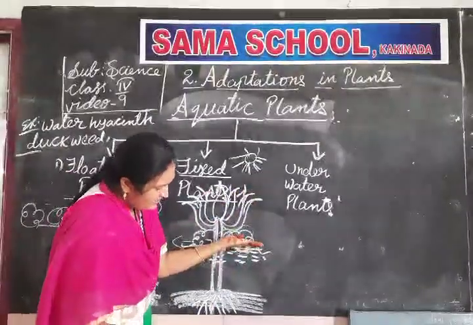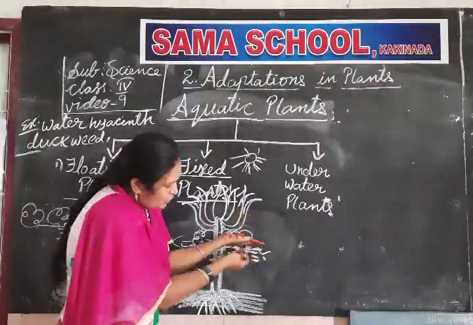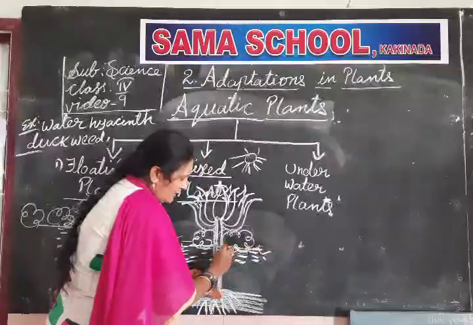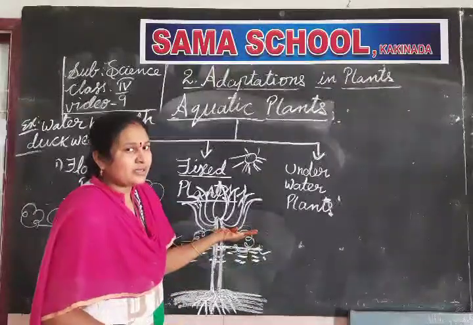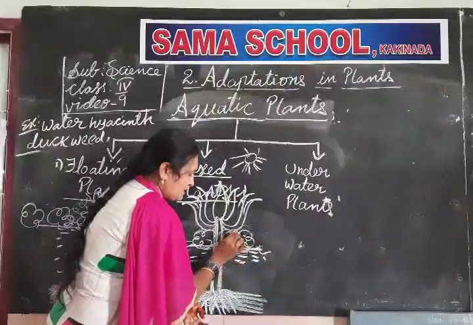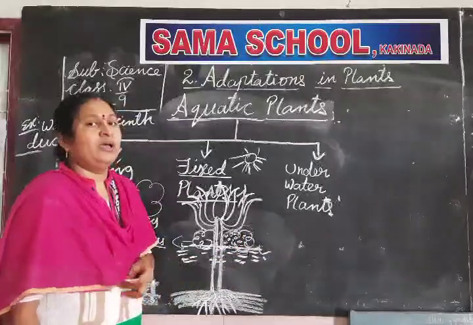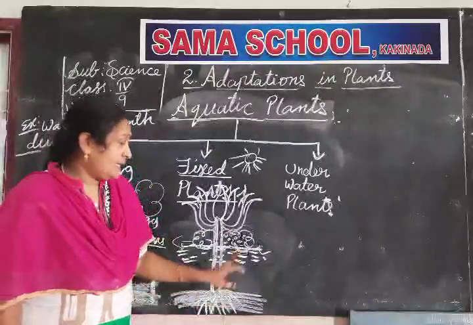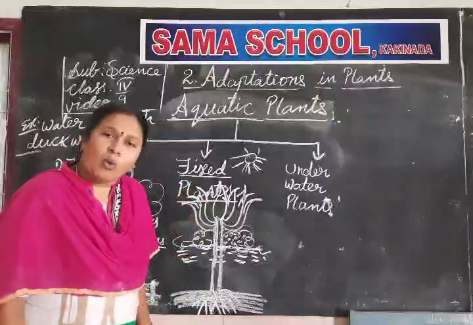Why? Because these leaves float on the water. If the stomata were on the underside, touching the water, then how would it take in carbon dioxide? So the stomata are only on the upper side of the leaf. With the help of these stomata, it takes carbon dioxide from the atmosphere and prepares its food. That is the main feature that helps these fixed plants stay in the water.